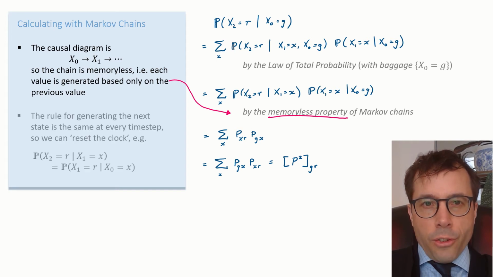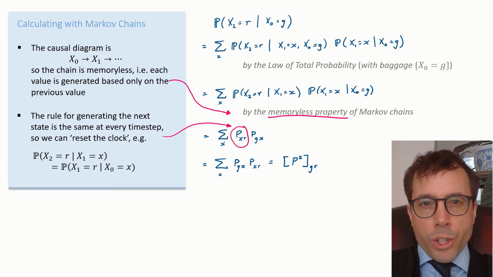The next key step is something that's almost too subtle to spot here. The rule for generating the next state is the same at every time step, which is why we use the same P matrix for the transition from x1 to x2 as for x0 to x1. I call this resetting the clock. We only used resetting the clock in a very simple way here. The next example will show a clever use of the same idea.